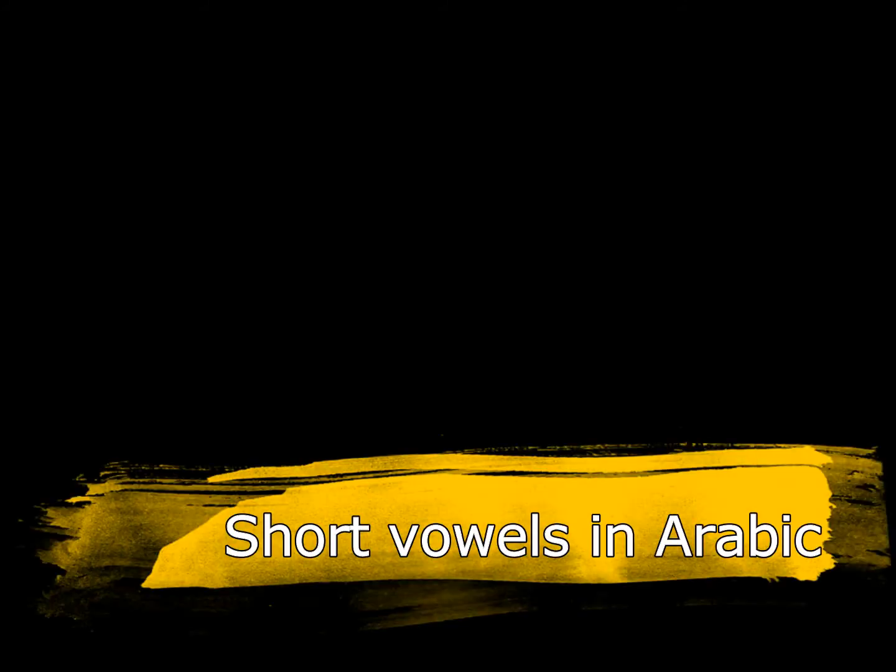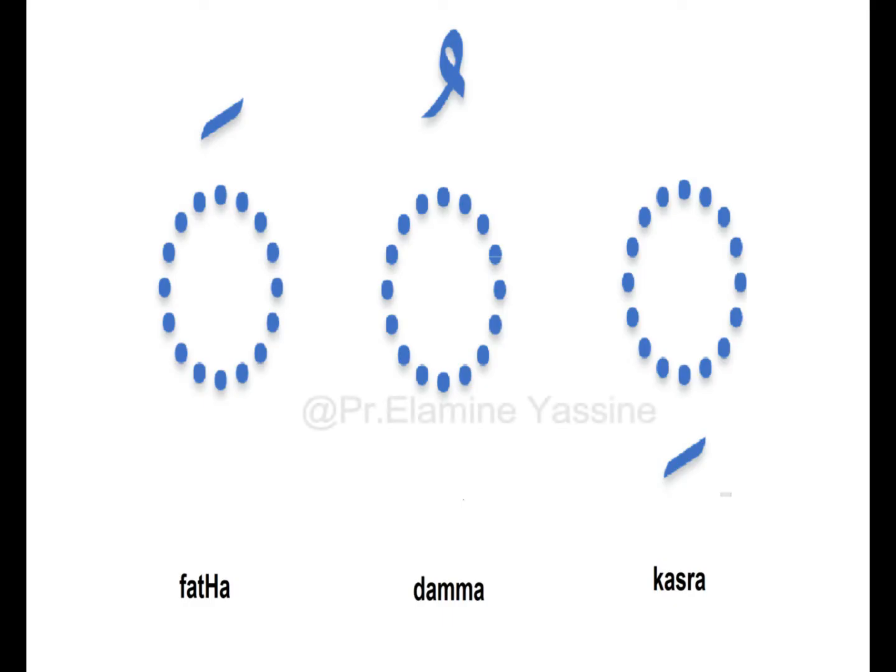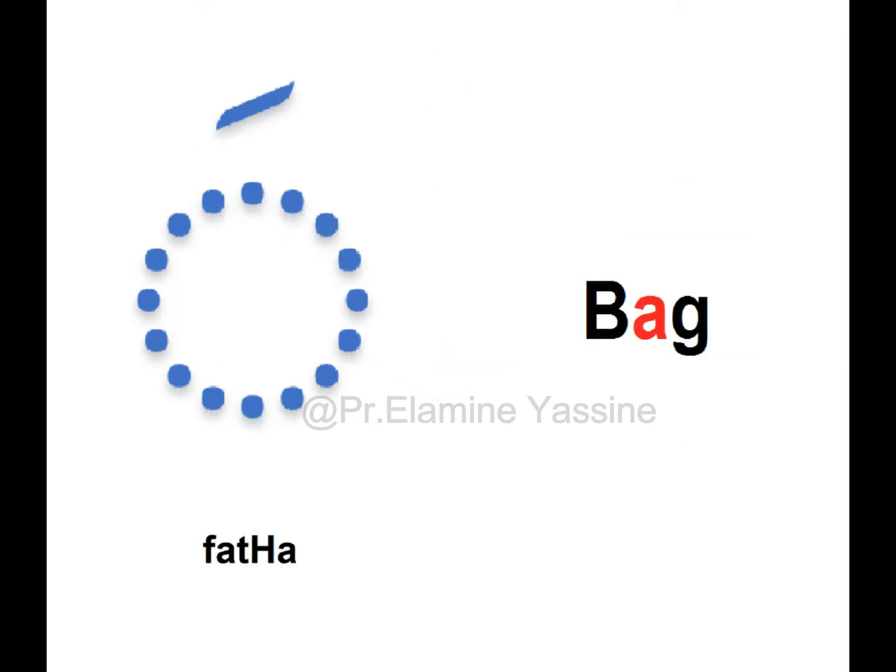Now we'll move to talk about short vowels in Arabic. There are three short vowels in Arabic. They are called fatha, damma, and kasra. They are written above or below the consonants they follow. Fatha is a short vowel pronounced like a in bag. Fatha is always written above the consonant it follows. As you will see, fatha looks the same in all positions.